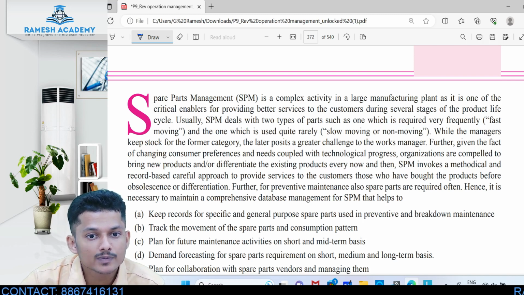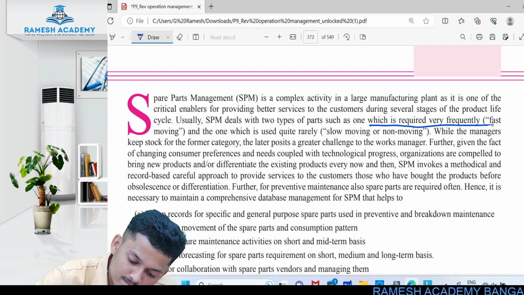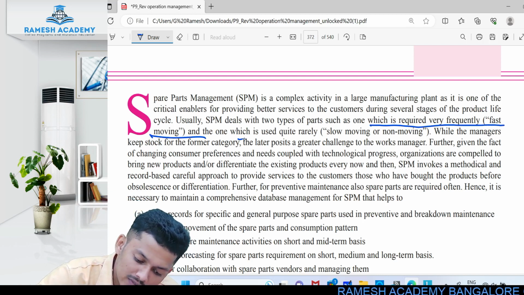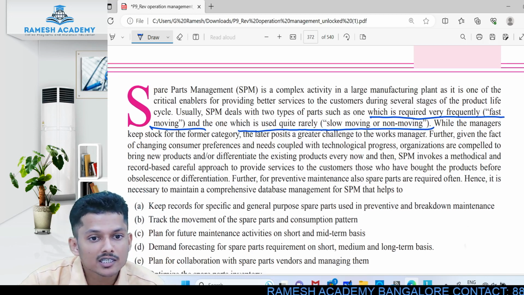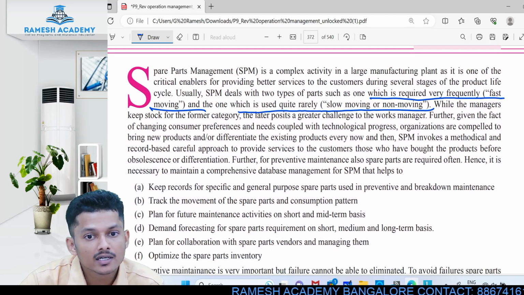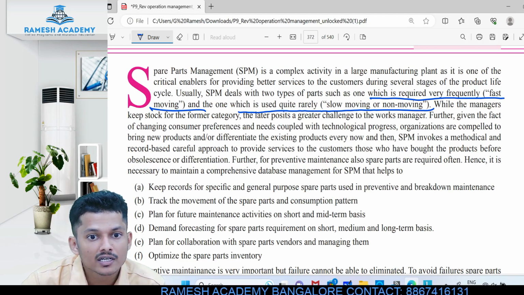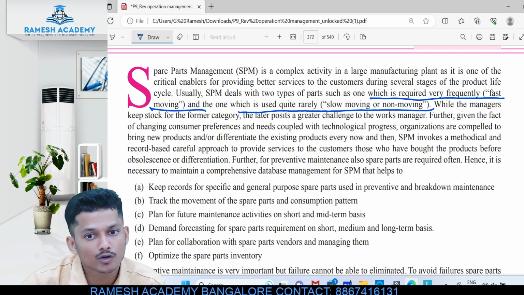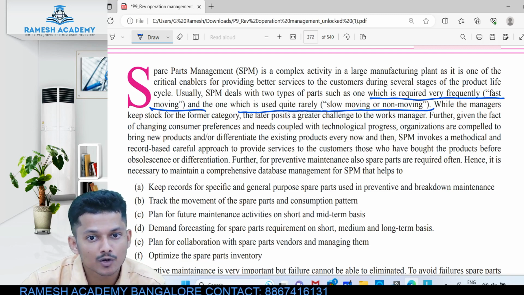Usually SPM, that is spare parts management, deals with two types of parts: one which is required very frequently, fast moving, and one which is used quite rarely, that is slow moving or non-moving. While managers keep stock for the former category, the latter poses a greater challenge to the manager. Further, given changing consumer preferences and needs coupled with technological progress, organizations are compelled to bring new products and/or differentiate the existing products every now and then.